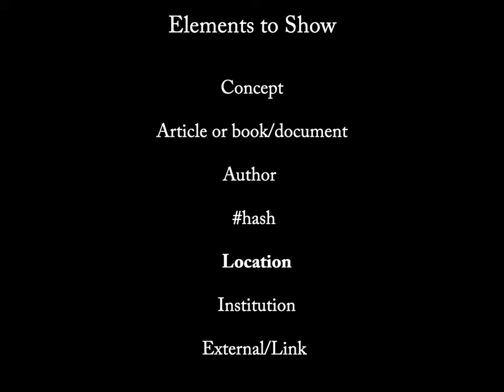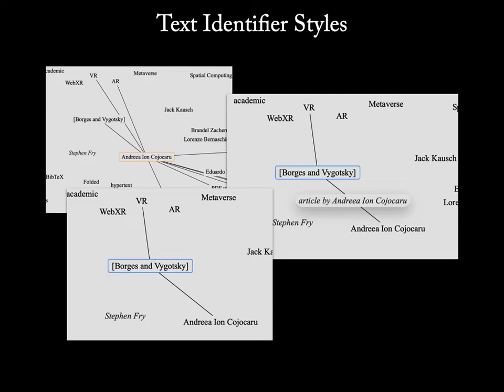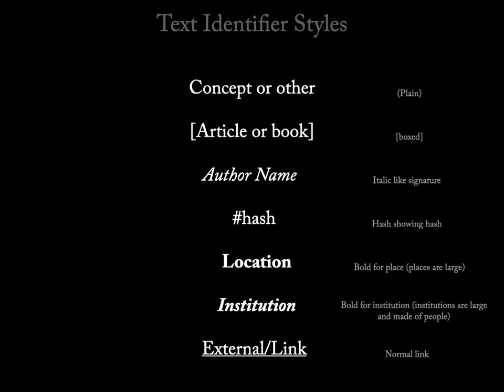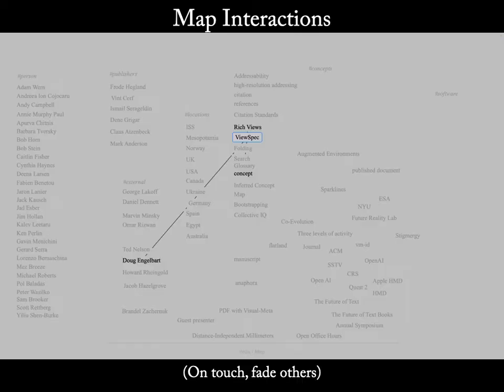These are the kinds of things we may want to represent: concept, article, author, etc. So in the world of graphs like this, I was thinking that a concept, which is generally anything that hasn't been specified, should be plain text. A book or article can be boxed, so it gives the idea that it is a rectangle, something can come out of it. Author name could be in italic because that feels like a signature. And then hashtags can have the hashtag visible. Locations can be bold because they're big. Institutions bold and italic because they're big and about people. And links for normal linking thingies.